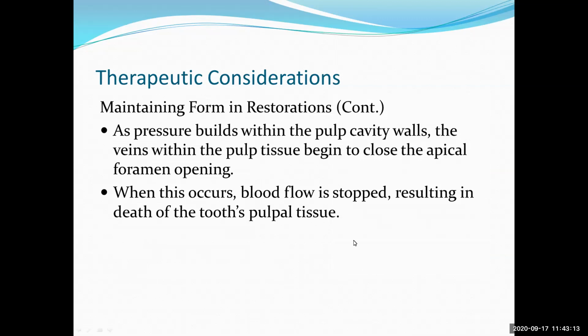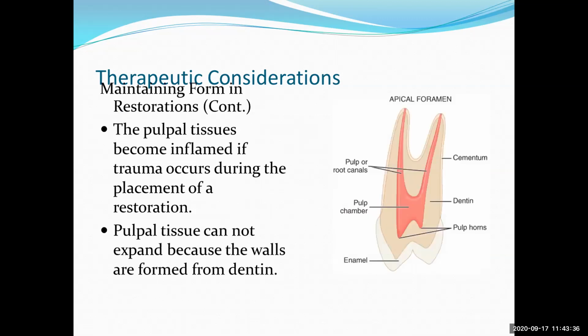If you've got inflammation of the pulp, you have pressure that builds up within that pulp cavity wall. It's got no place to go. So the pulp tissue begins to close off at the apical foramen, at the tip of that root. And when that occurs, the blood flow is stopped, and it results in the death of the tooth's pulpal tissue.